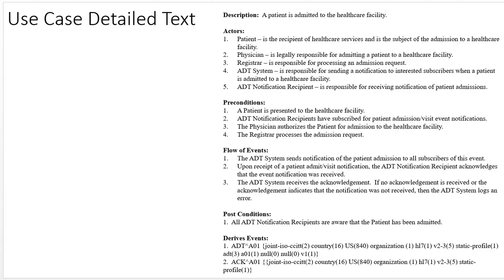Here's the use case detailed text. It gives a description of what this message would be about. Patient is admitted to the healthcare facility. It lists the actors involved: the patient, the physician, the registrar, the ADT system, and the ADT notification recipient. It lists preconditions of what has to happen, the trigger events basically that lead to this message being triggered, the flow of events, the post conditions, and the derivative events. That's what a use case detailed text would look like.